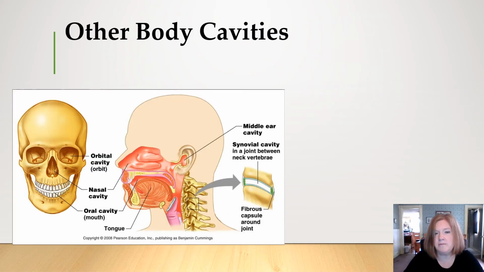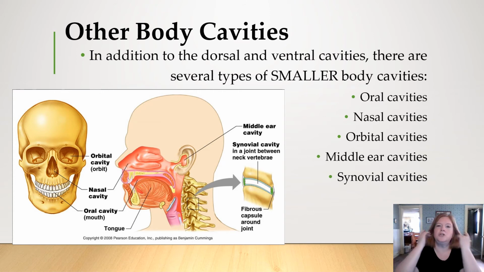There are some other body cavities. In addition to the dorsal, with the brain and spinal cord, and the ventral, where we have the thoracic, the abdominal, and the pelvic, we have some other smaller cavities. So the oral cavity, nasal cavities, sinuses, orbital cavities, middle ear cavities, and synovial cavities, those at our joints. So there are some others, but they are small, and we will not focus on them.